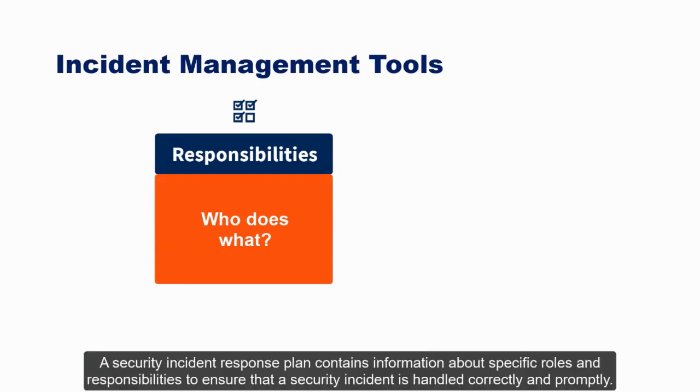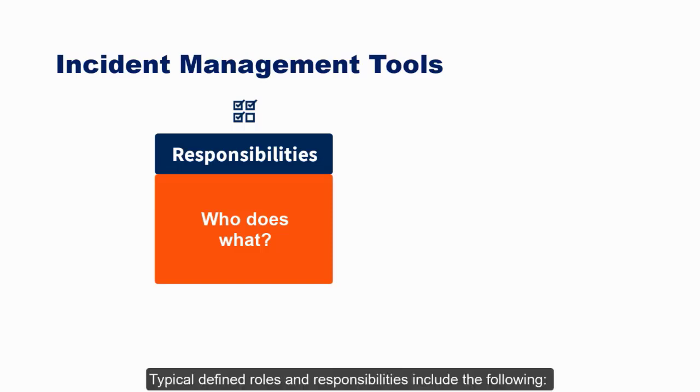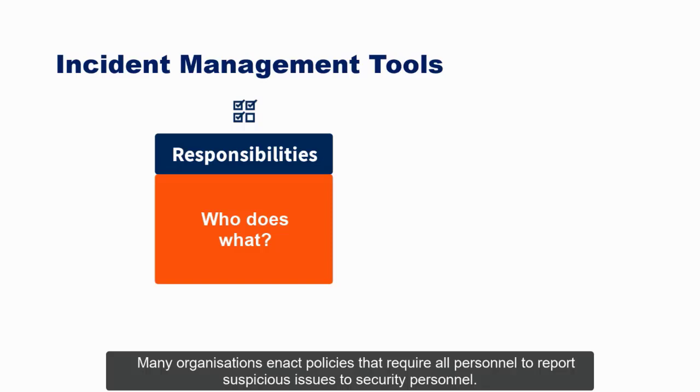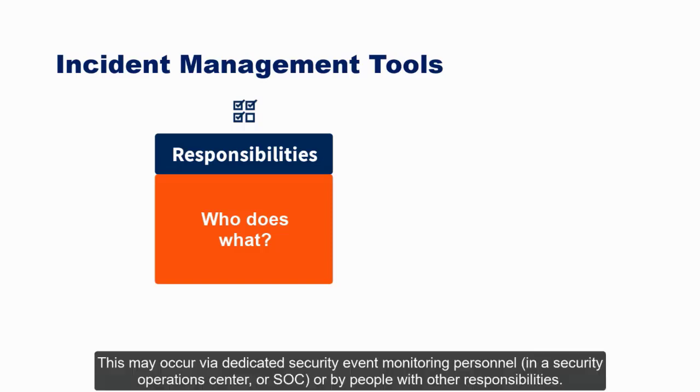A security incident response plan contains information about specific roles and responsibilities to ensure that a security incident is handled correctly and promptly. Typical defined roles and responsibilities include the following. Reporting security problems. Many organizations enact policies that require all personnel to report suspicious issues to security personnel.